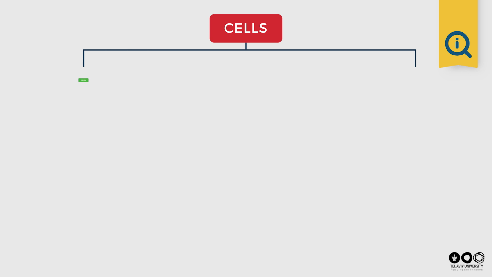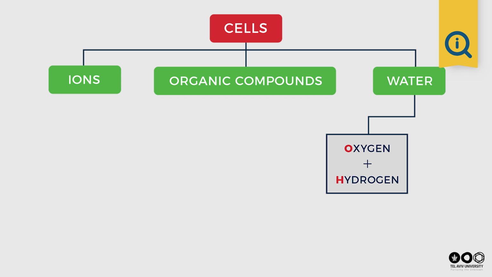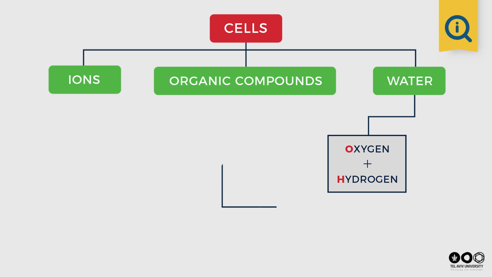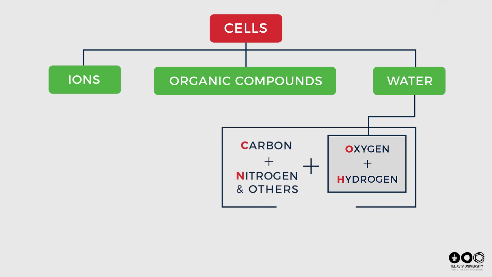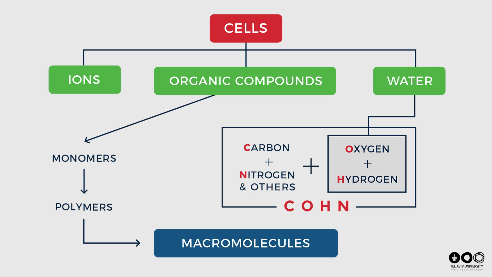Cells are made of ions, organic compounds, and water. Water is made of oxygen and hydrogen, whereas the compounds include carbon and nitrogen and other elements. 4 elements make up most of our body: carbon, oxygen, hydrogen, and nitrogen. The organic compounds can be monomers, small units that when linked together create polymers. Polymers make macromolecules, and macromolecules can exist in organelles.